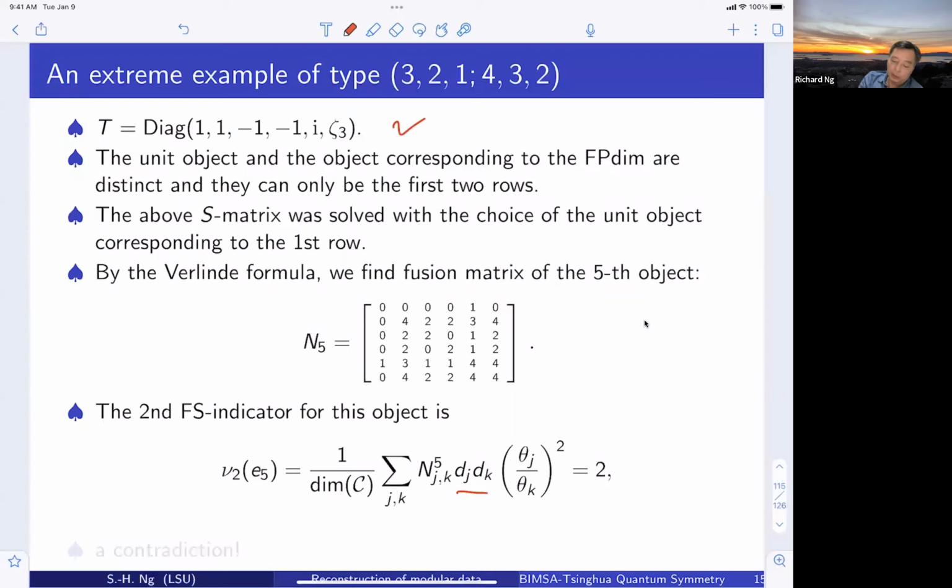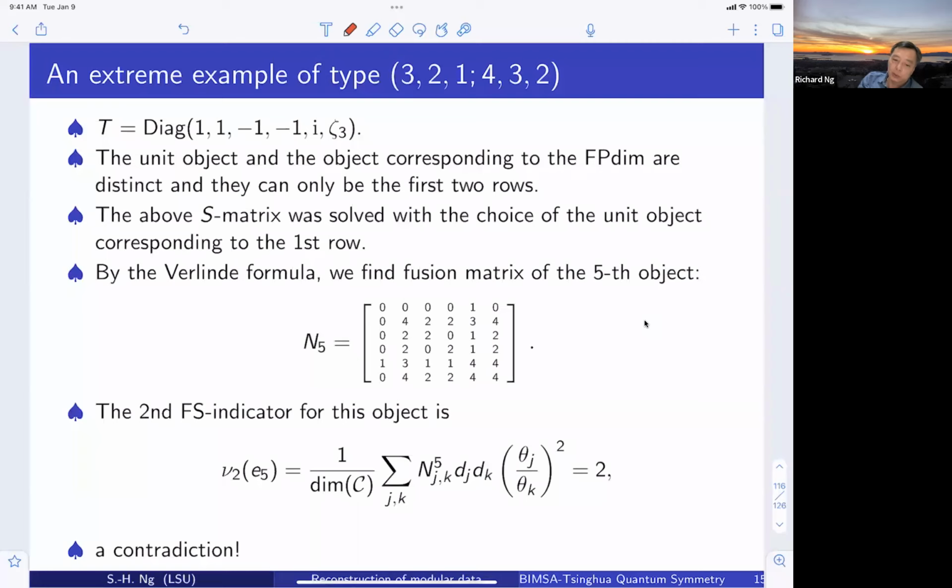Then you compute the second indicator of the 5th object. You get a 2 here. Now, this is, as I said, this extreme case. That means it almost satisfies everything except the second indicator. Well, in theory, if this is a modular tensor category, this formula will work, and this should be plus or minus 1. It cannot be 2. So this is the only contradiction that we get for this modular tensor.